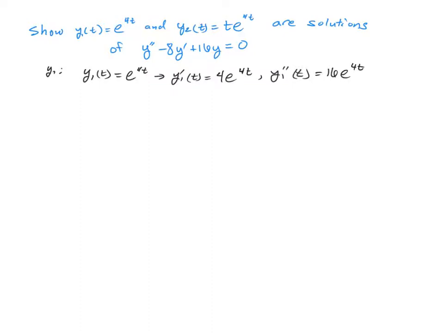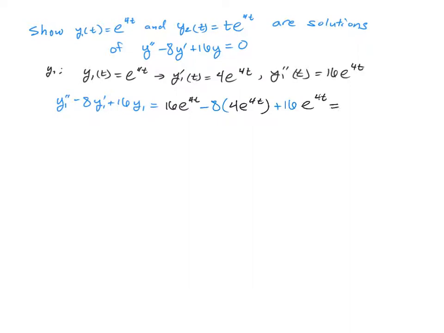Now to do the verification, we start with the actual differential equation, which again is y double prime minus 8y prime plus 16y, and we're substituting in y1. So upon substitution, we're going to have the original y double prime, which we just found, which was 16 e to the 4t. And then the differential equation has a minus 8 in it, and that's times the y prime, which is above, e to the 4t times 4. And then we have plus 16 times that function y1, which again is e to the 4t.